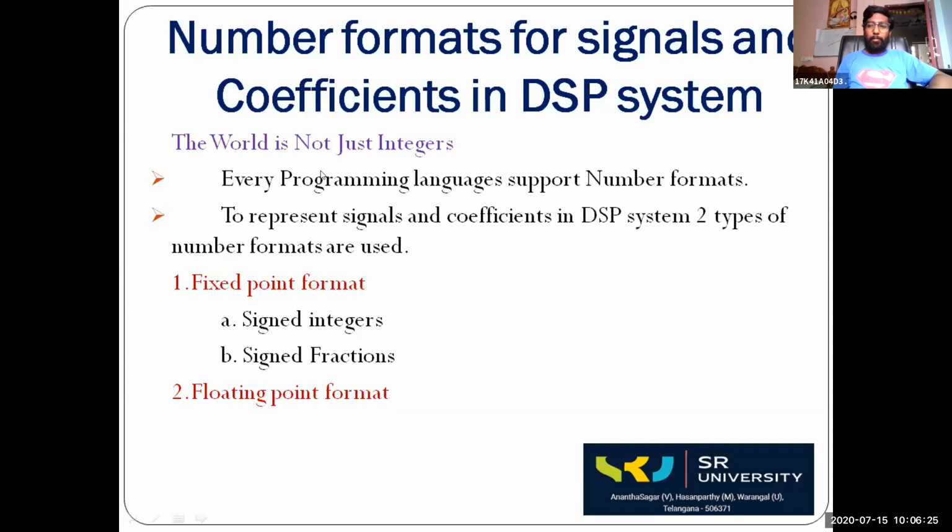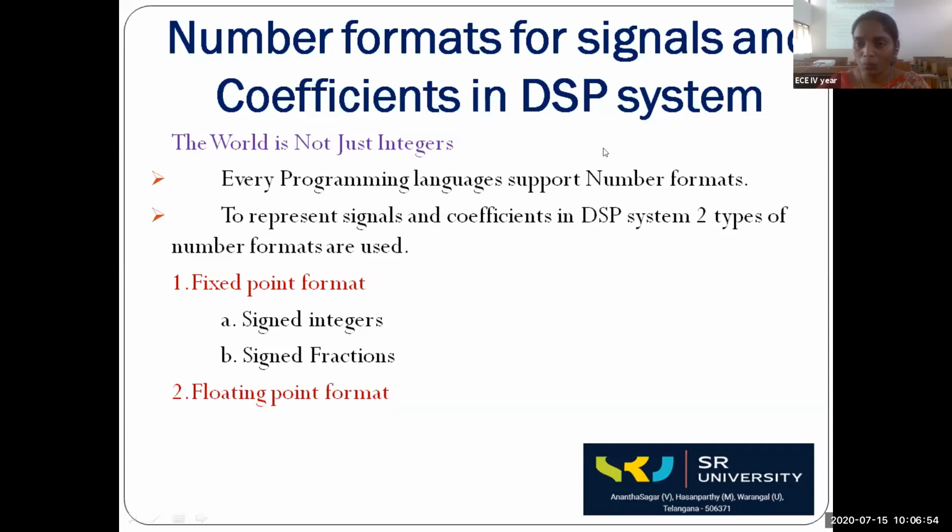So the world simply uses integer values, but every programming language supports numbers that can be represented in binary format, octal format or hexadecimal, and you know the different types of number systems, right? What are the number systems? Binary, octal, hexadecimal, right? So any number can be represented with those number formats. But every programming language supports number formats.